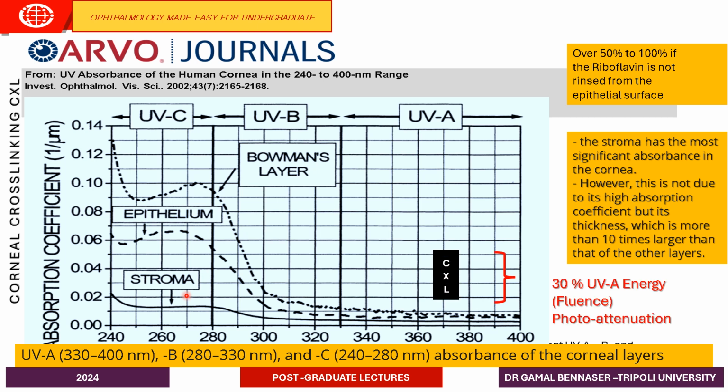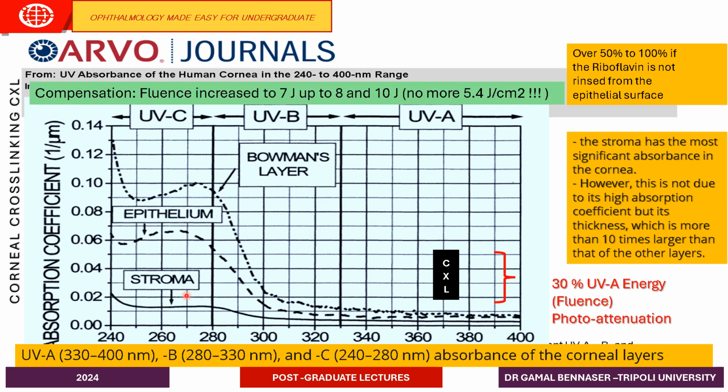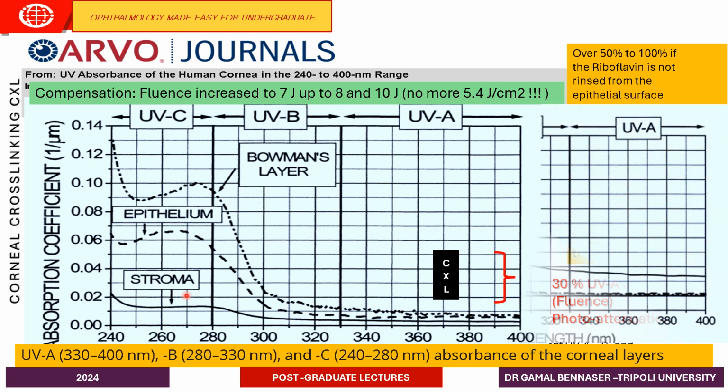And because of these ideas, there is now a paradigm shift in cross-linking to compensate for the barriers of the epithelium and the Bowman layer for the absorption of the ultraviolet, by using high fluence ranging from 7 joules up to 10 joules to compensate for this limitation for the absorption of the ultraviolet.